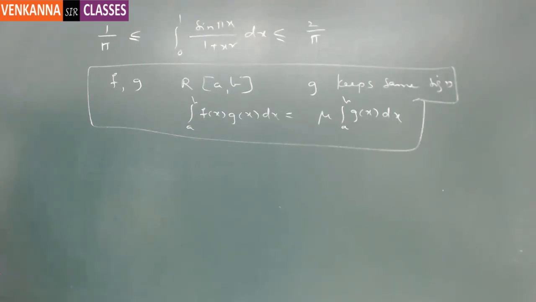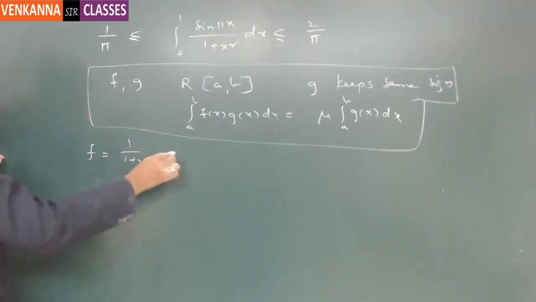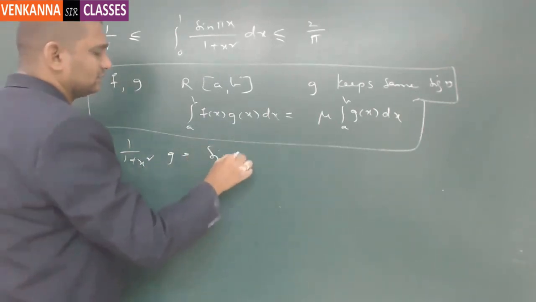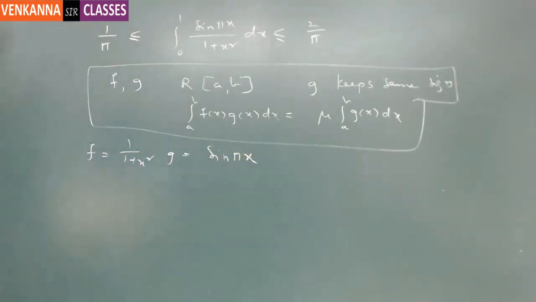So in this connection, I want to take f is equal to 1 by 1 plus x square, g is equal to sin pi x, because integration of sine is cos, which is very easy to understand, and it is greater than or equal to 0 on the given interval. Do you agree? That's why I am going to take f is equal to 1 by 1 plus x square and g is equal to sin pi x on the given closed interval 0, 1.